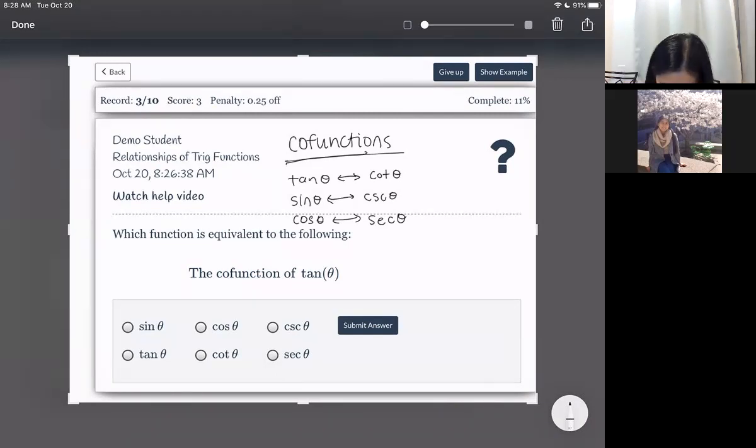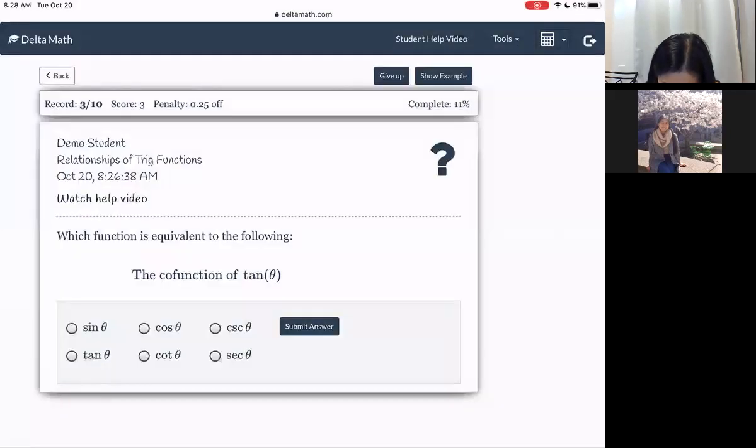Okay. Oops, I didn't mean to do that. I meant to highlight the one that it was. But the cofunction of tangent would be cotangent, according to the chart that we just did. So instead of highlighting it, I'll just select it and put it there. Okay. So the answer.